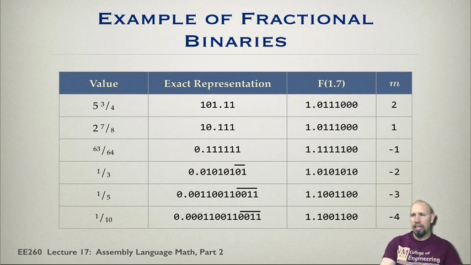This is a standard for defining binaries with fractional portions. In this case, I have this number, and m here is the number of shifts required to put this back in the original form. Notice it's a positive 2. Positive 2 means I shift the radix point 2 places to the right. This value here, 2 7/8, has this binary representation.